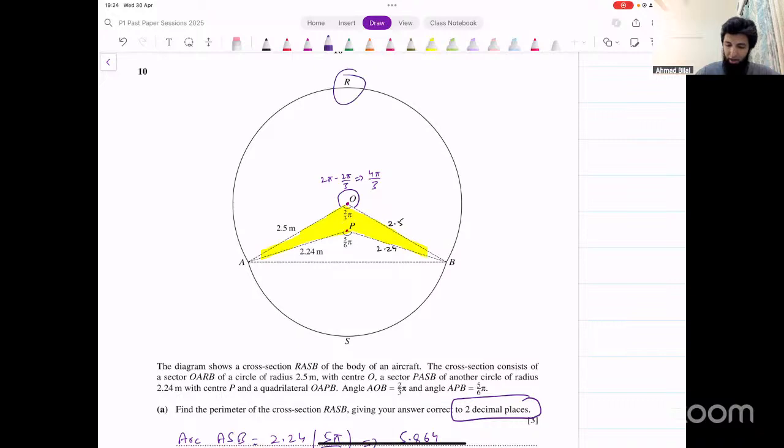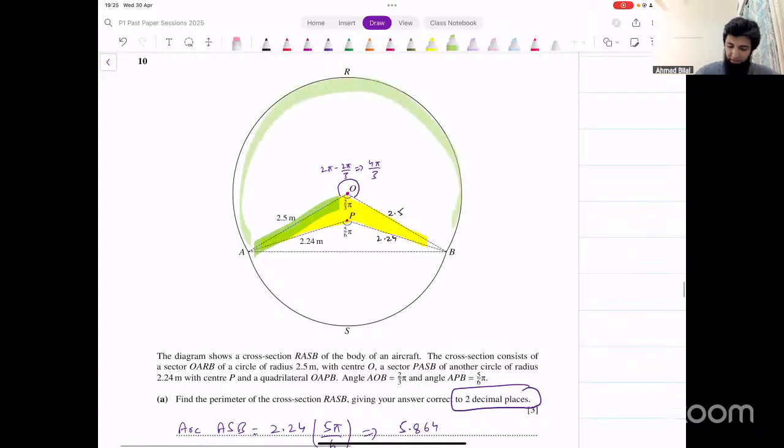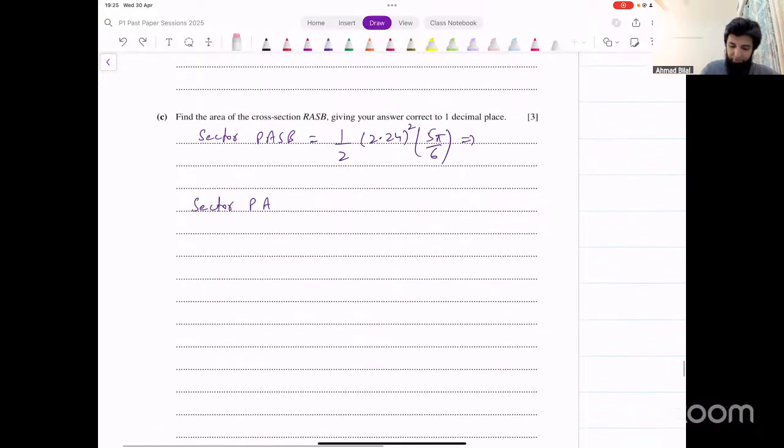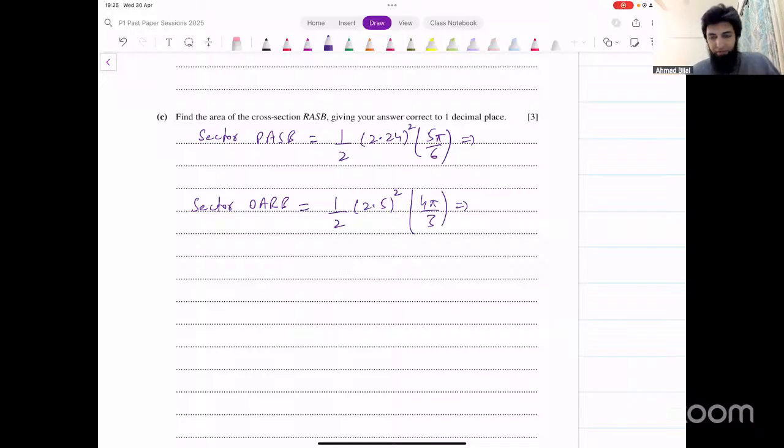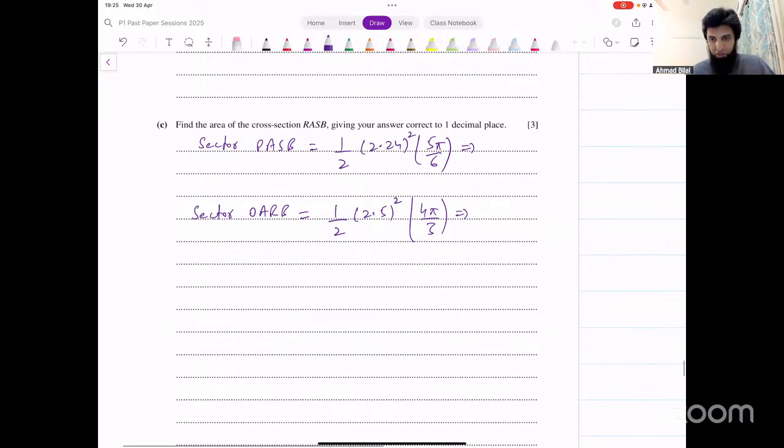That will be OARB, right? That's the bigger sector, this sector, OARB. Find the area of this sector now. Again, half r squared theta, radius is 2.5. So 1/2 into 2.5 squared into the angle. The angle is 4 pi/3, and that will give you another value. So what do we get from this? The first one is 6.568. Okay. And the next one, 13.0899.